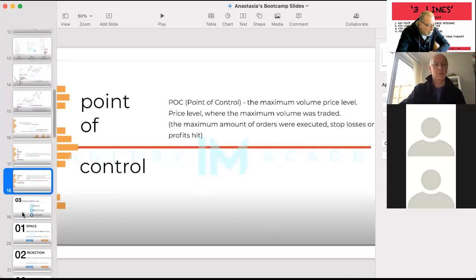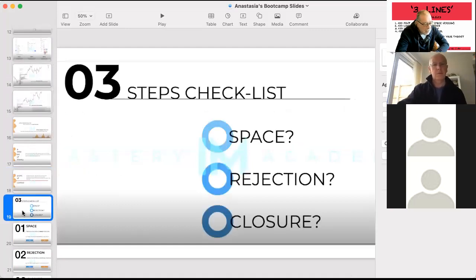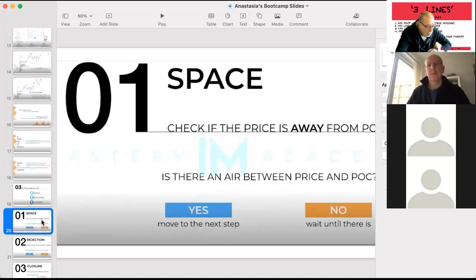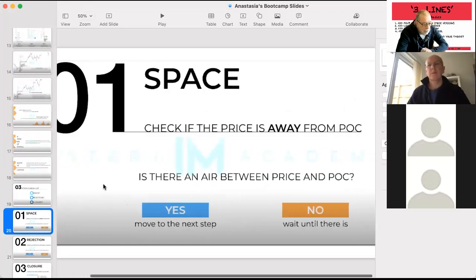Okay, we're getting into the interesting part. This is the strategy that she teaches based on what we've just looked at. She says there are 3 steps to her checklist: space, rejection, and closure. And then we've got three slides to explain each of those. So if price is away from the POC, is there a gap between price and POC? So what she means is, is there a gap between price and the POC? If there is, move on to the next step. If not, wait until there is.